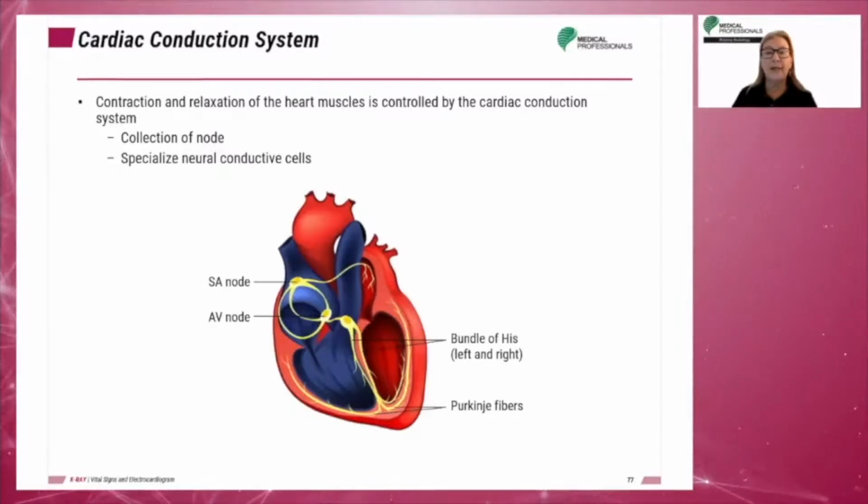Both atria contract together first, followed by both ventricles. The conduction system is independent of nerves or hormones and works automatically. It is influenced by the sympathetic and parasympathetic nervous systems, and any abnormalities within the neural conduction system will create arrhythmias, which are irregular rhythms of the heartbeat.